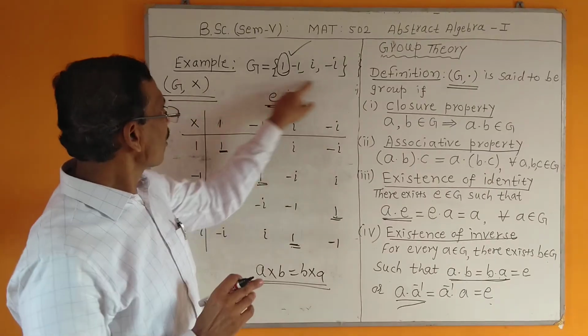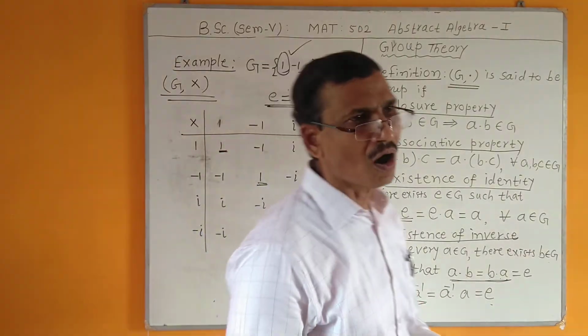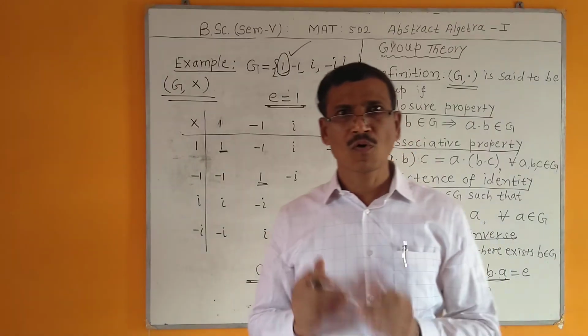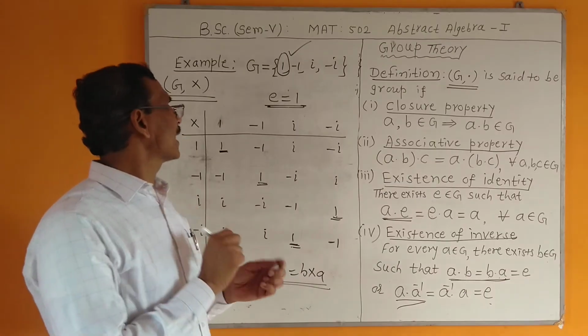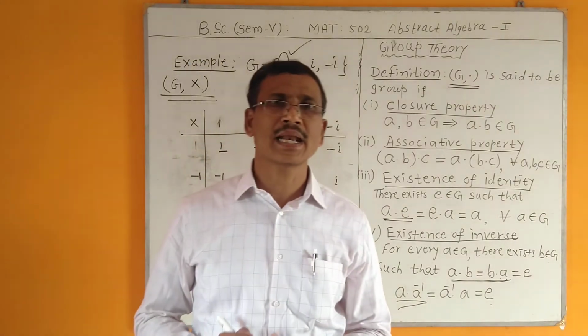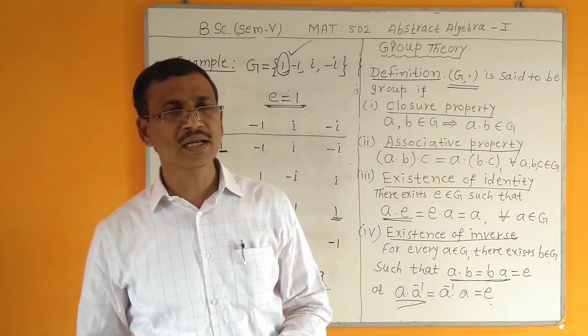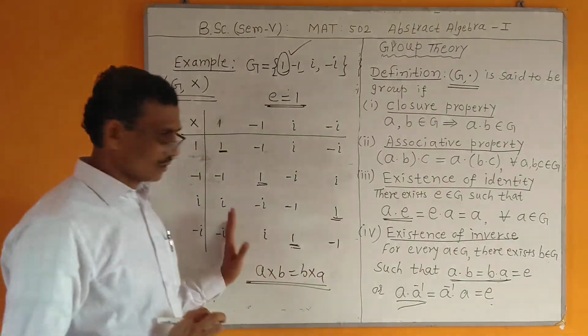Again, we can count the number of elements. In G there are 4 elements. Therefore, the order of this group is 4. Order of this group is 4. Means in one sentence we say that G multiplication is an abelian group of order 4. Okay? Is there any doubt?